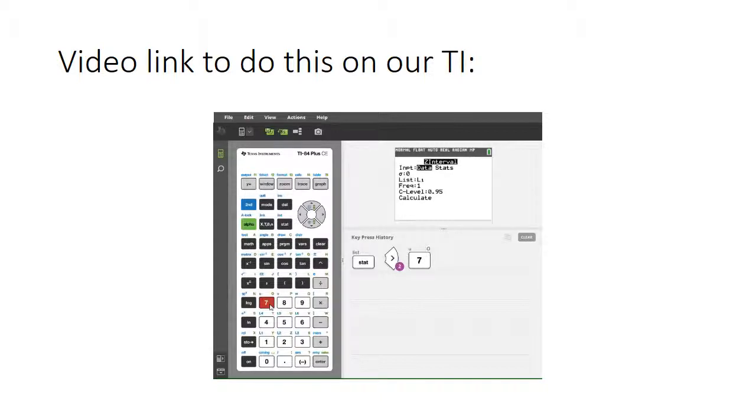For this problem, we were given our summary statistics. We were given mean, standard deviation, all that good stuff. So we are going to go ahead and arrow over to stats and hit enter to say we are using the stats given. We are not finding those little pieces from the data. So once you hit enter on stats, you can arrow down.